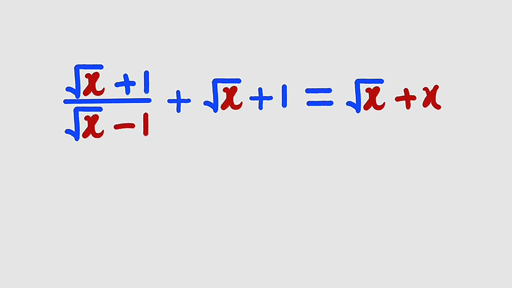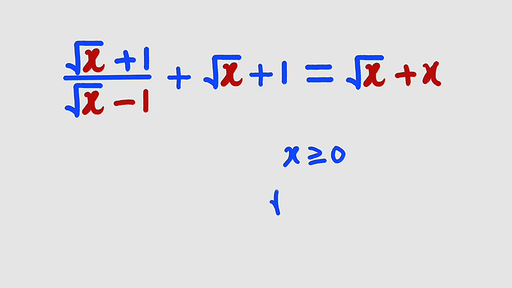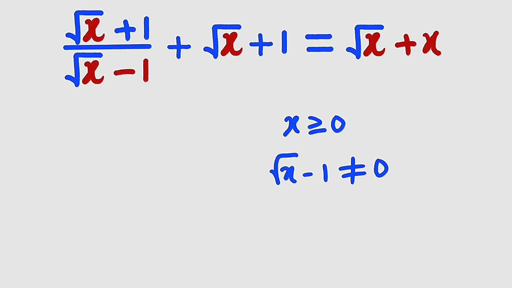You should know that since we have a square root, we don't want the values of x to be negative since we are in the real world. So x must be a number greater than or equal to 0. And secondly, since we have a denominator here, we don't want anything that will make our denominator equal to 0. So square root of x minus 1 must not be equal to 0, because if it is 0, the whole expression is undefined.